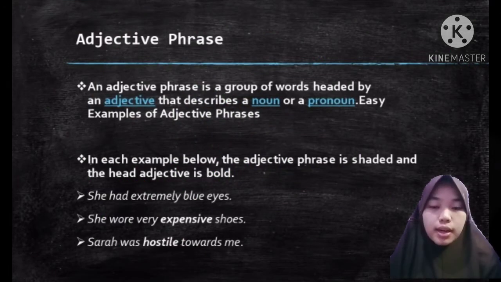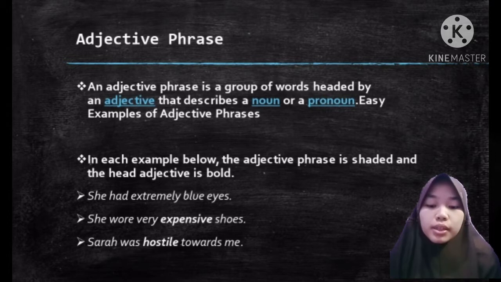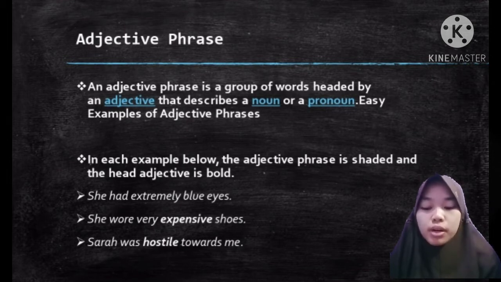Adjective phrase. An adjective phrase is a group of words headed by an adjective that describes a noun or a pronoun. Easy examples of adjective phrases. She had extremely blue eyes. She wore very expensive shoes. Sarah was hostile towards me.